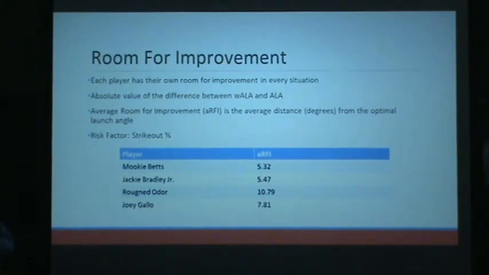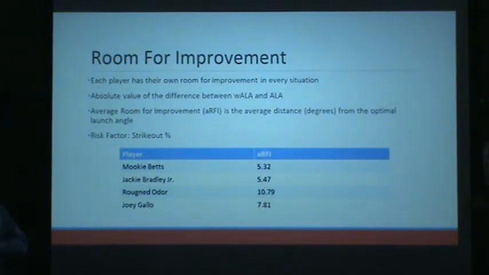We have actually named it ARFI, our second fun acronym for this. It's the average distance in degrees from their optimal launch angle. Literally how far they are from their personal optimal launch angle. It's how much they need to change to optimize. Exactly. At their best. Yeah. This is basically how far they are from their own best.